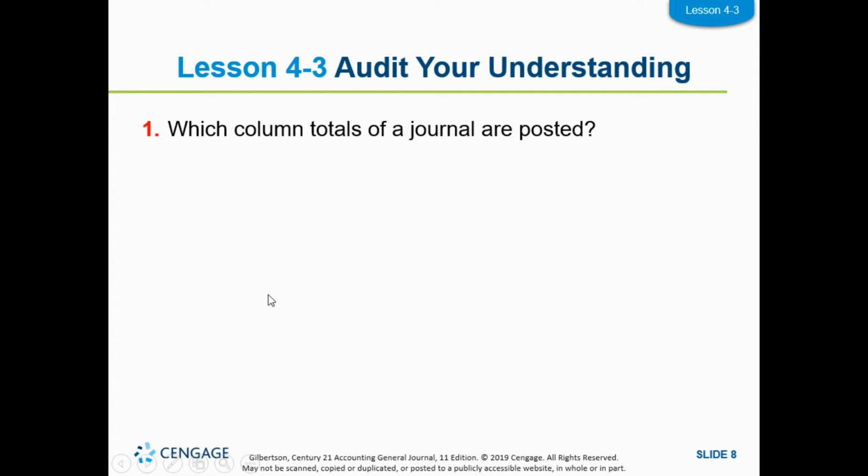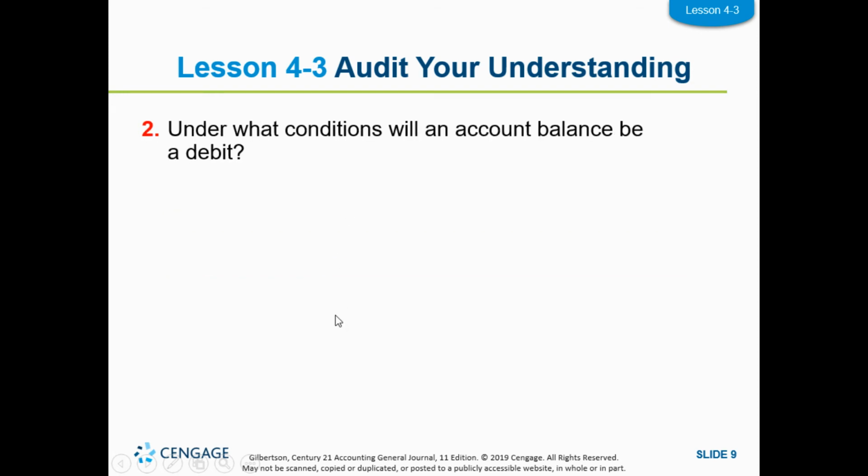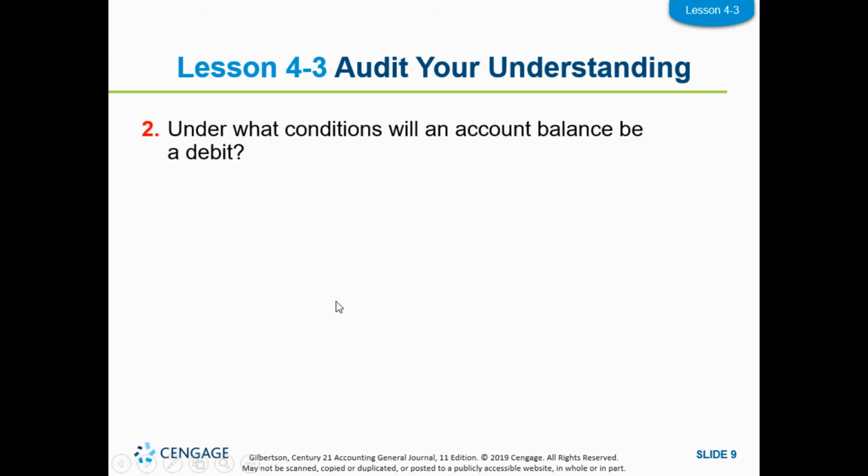Okay. So, review of what we just talked about. Which column totals of a journal are posted? Pause. Well, the special ones are. Special amount columns. Let me go back to that. The special amount columns would be in our case, the sales credit and the cash debit and credit. Those three columns would be the ones that we are posting to the general ledger. Under what conditions will account balance be a debit?